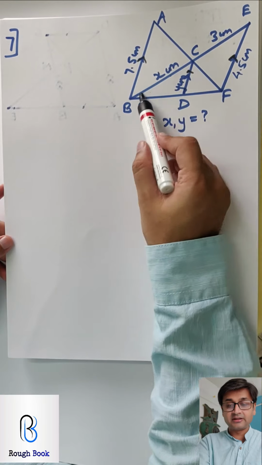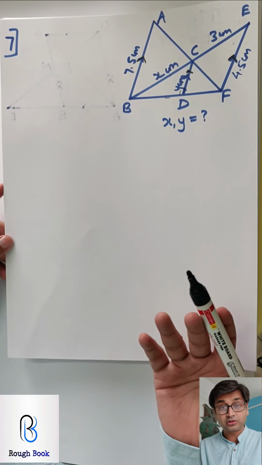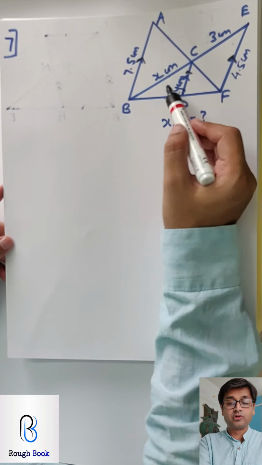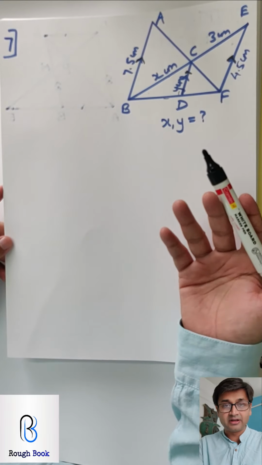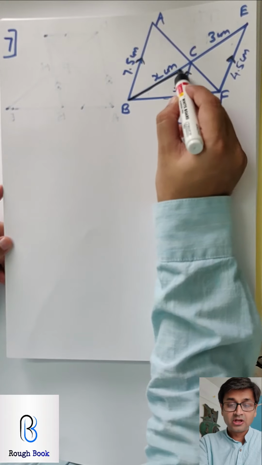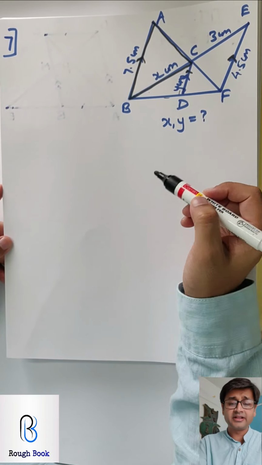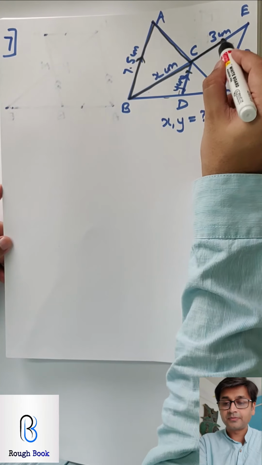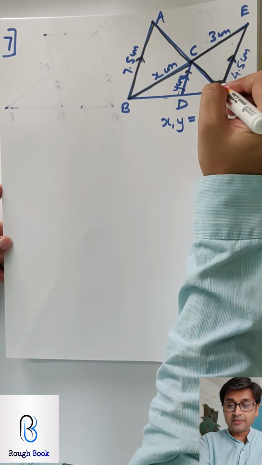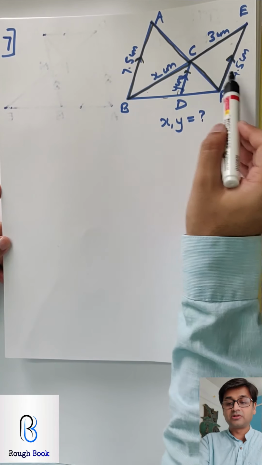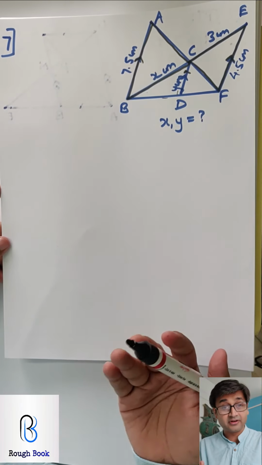If you want to find y, this triangle has nothing, this triangle also has nothing. So y is nearly impossible. If you want to find x, you have two triangles. If I take this triangle, I don't have any values, so waste of time. So the only possibility I have is this triangle. Obviously this one. So if I prove these two triangles similar, I can say x by 3 equals 7.5 by 4.5 and I can find x.